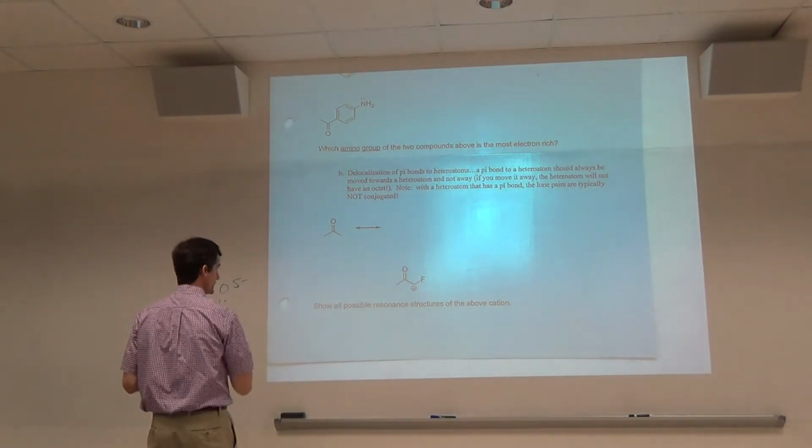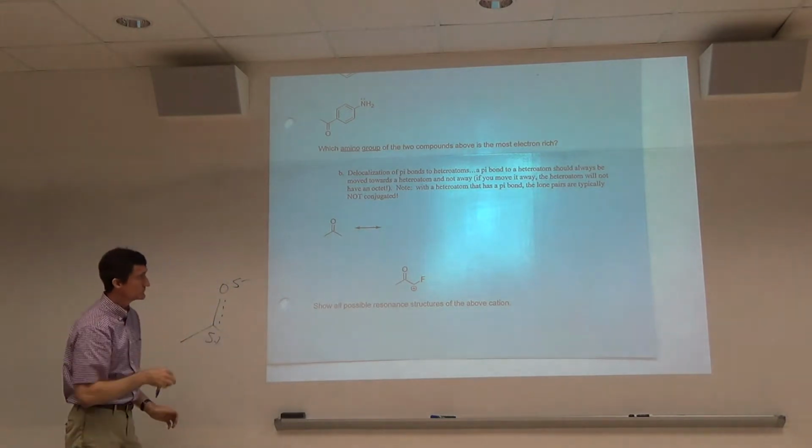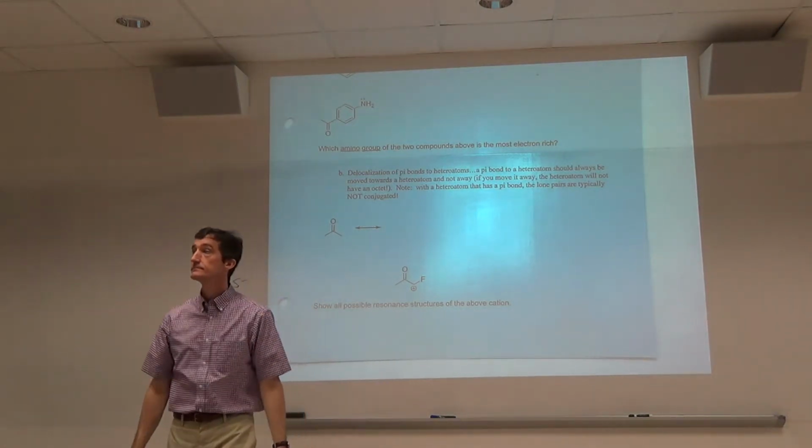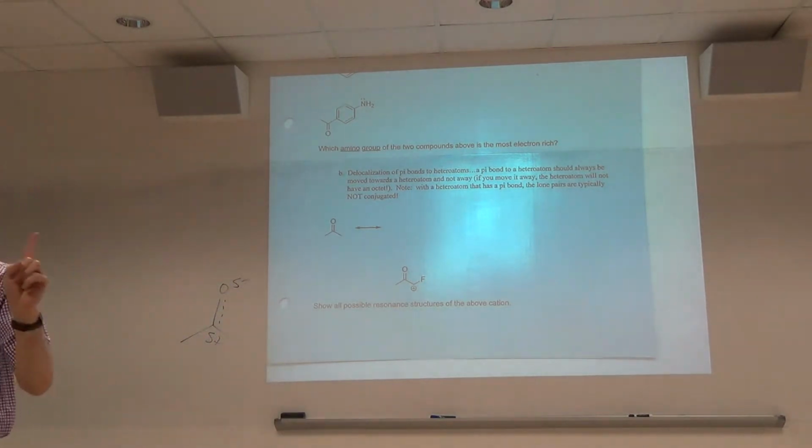All right, down here, resonance structures for this cation. How do you stabilize a cation? You either move electrons towards it or away. How do you do it? Towards it. Okay. There you go. Show all possible resonance structures.